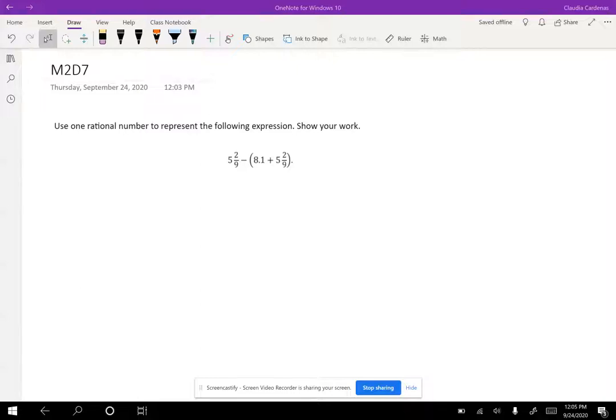So yesterday we learned a valuable tool regarding mixed numbers. So let's see if we can utilize this tool in our problems today. So I'm going to read this problem aloud. Use one rational number to represent the following expression.